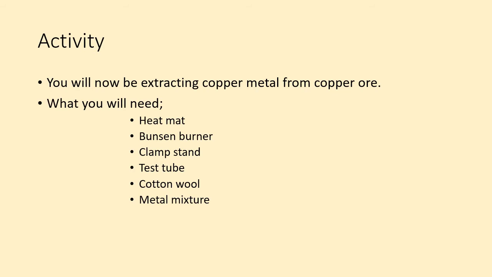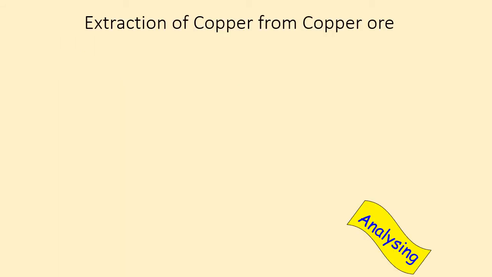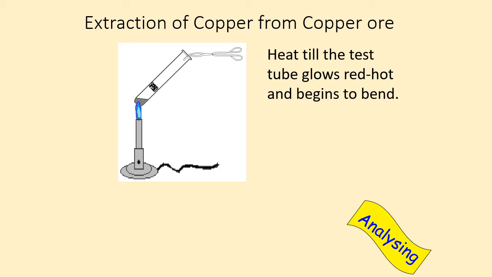And so this will be an experiment which probably will be done as a demonstration in class for you, where you will be extracting copper from copper ore, and you'll be using a Bunsen burner. So what you're going to do is you're going to add some copper ore with some carbon, heat it up, and you're going to have a plug of cotton wool sitting above. That's to stop anything reacting, and you heat it up a lot. You need to heat it up until it glows red hot, and the test tube might even start to bend because you're heating it up so much.